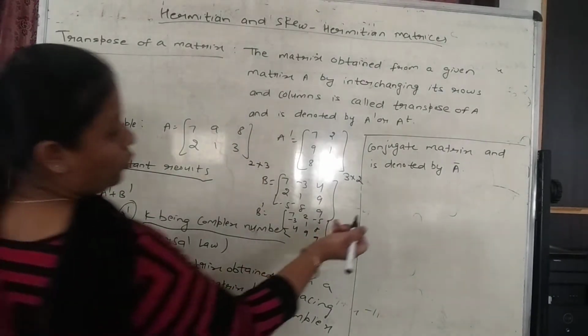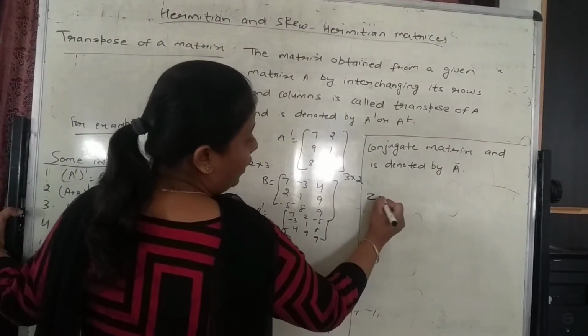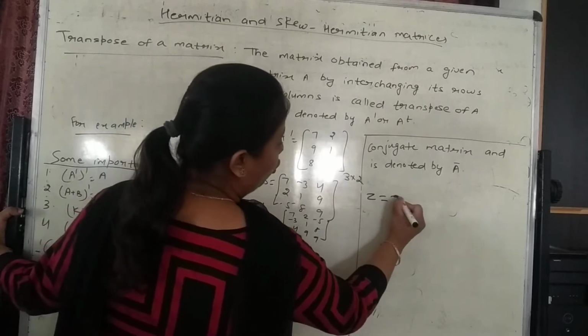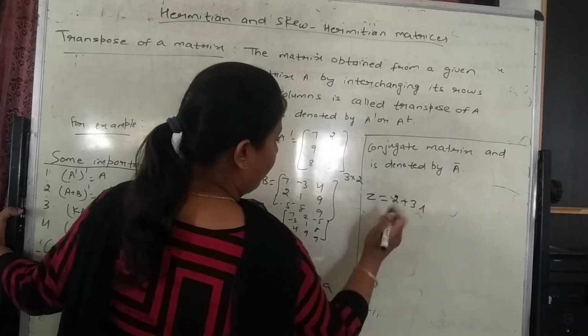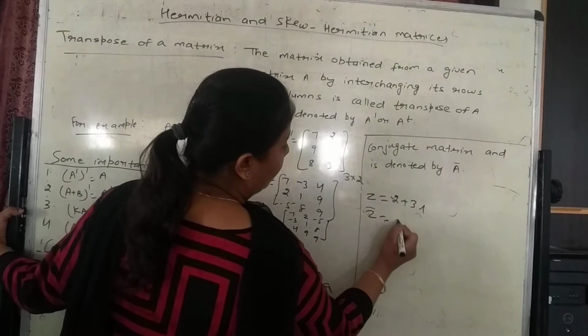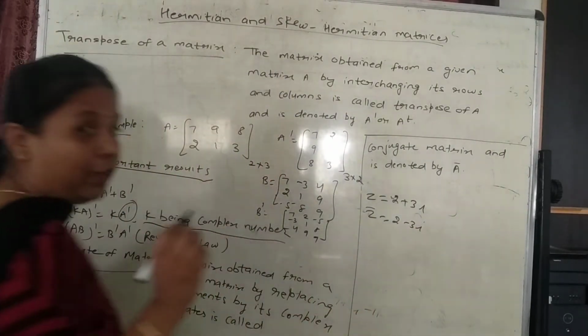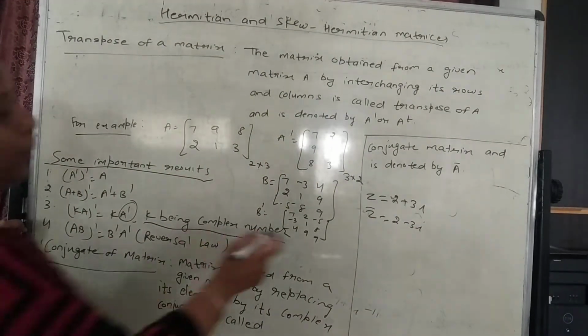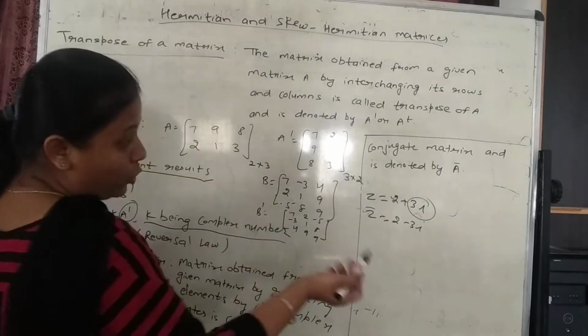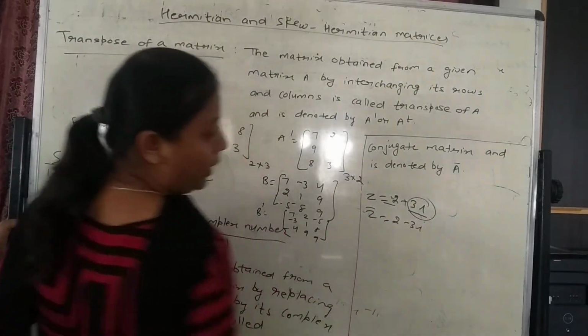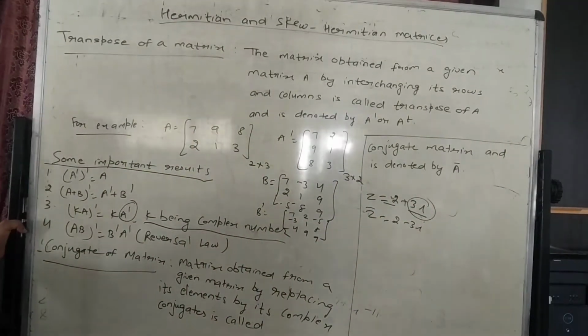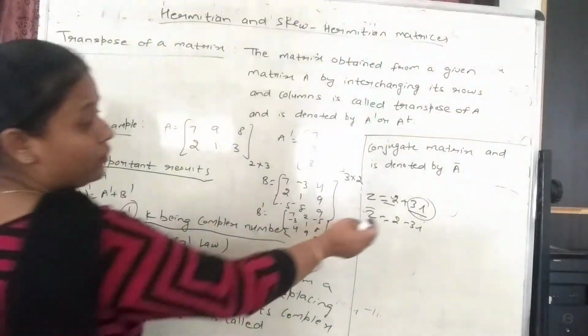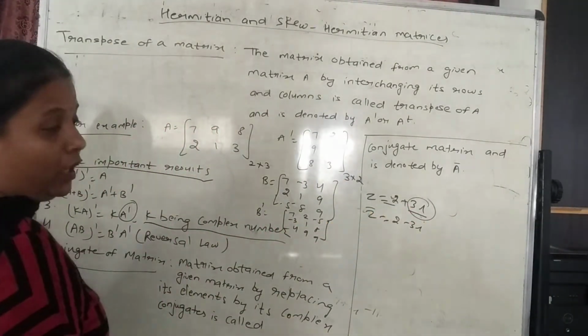Now what is a complex conjugate? Let us take an example. A complex number Z is 2 plus 3 iota. When we conjugate it, it will become 2 minus 3 iota. Here we change the sign of only the imaginary part of the complex number. You know this is the real part and this is the imaginary part of the complex number. We change only the sign of the imaginary part.